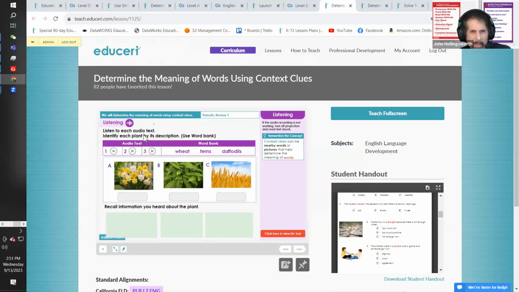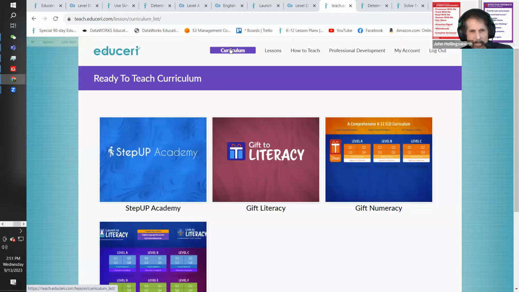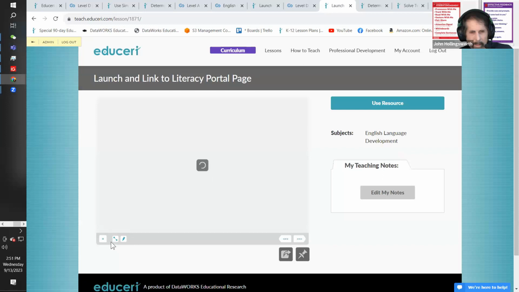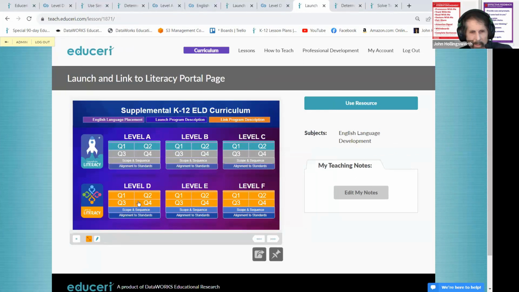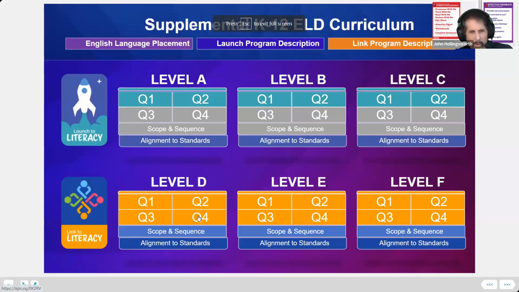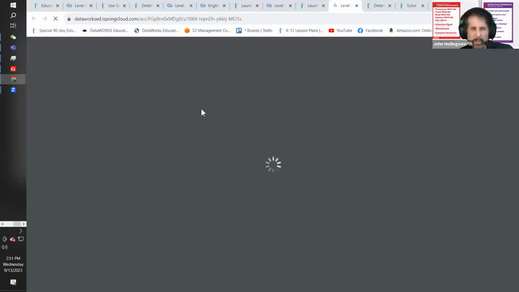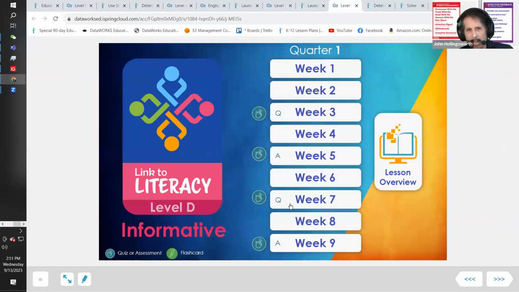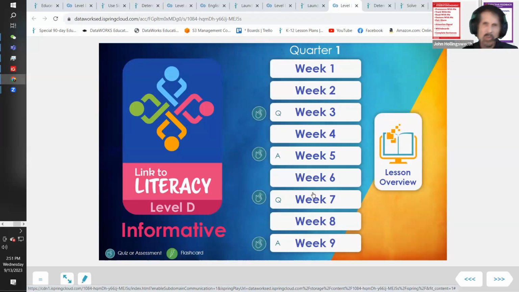So just to remind us how we get around, we started at curriculum, just the mechanics. We picked this right here. And then we blew it up full screen. Then we picked quarter 1, quarter 2, quarter 3. I picked quarter 1 in level D. And then all you need to do is know where you are like this. And you can make some judgment calls, whether to speed up, slow down, skip a few days, however you think it's working.